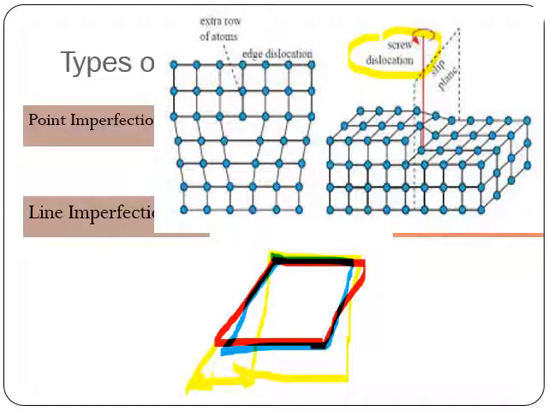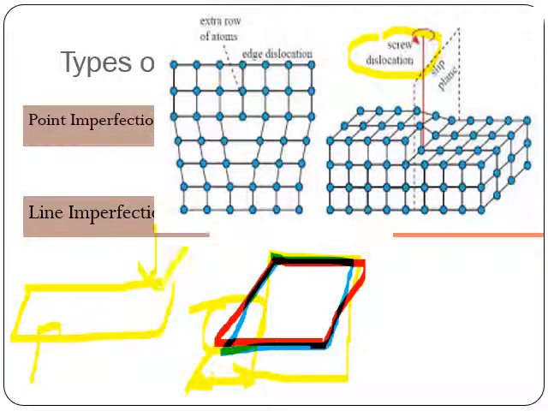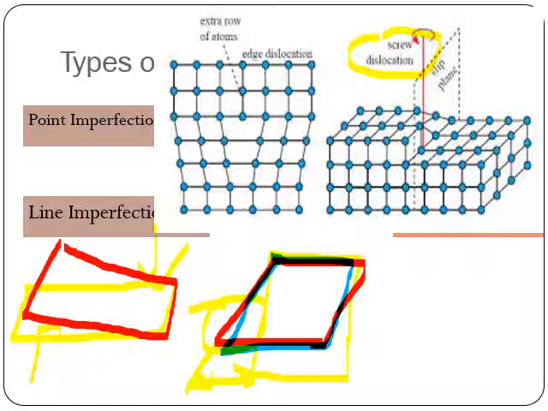Screw dislocation means a part of the crystal is displaced with respect to the other part. It will be like one box itself, but when we apply a shear force like this, a part of the crystal will move from here to here, but the base will stay here only. Only part will move.